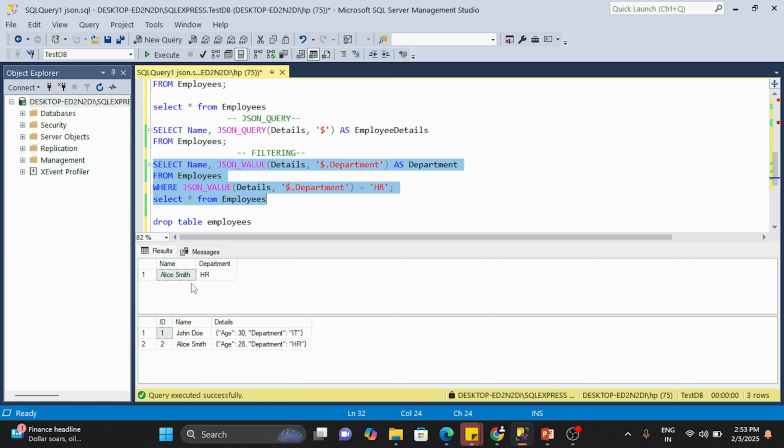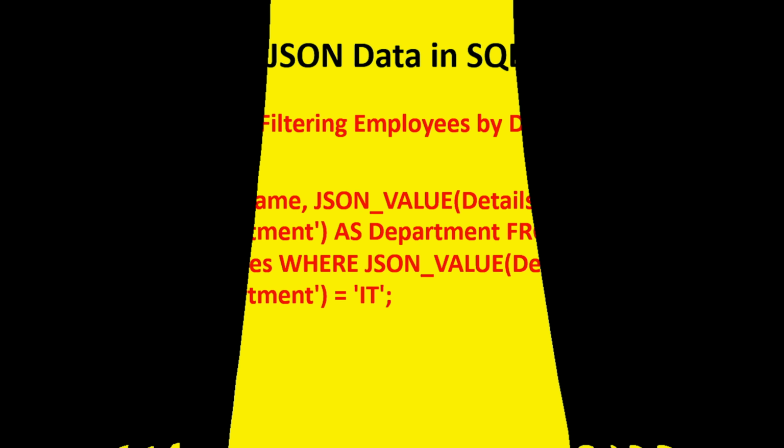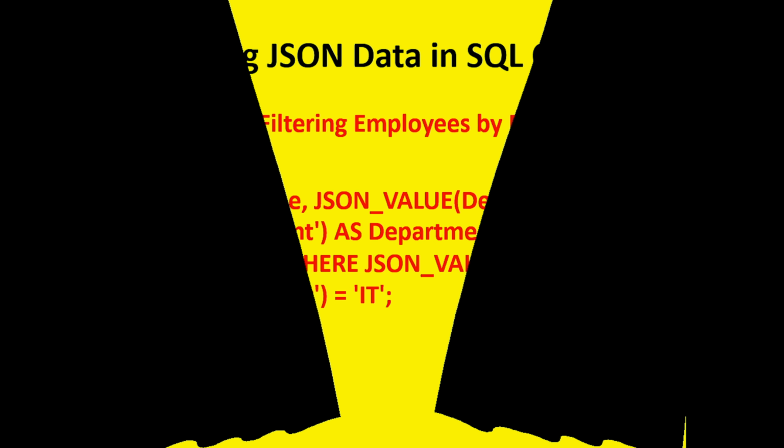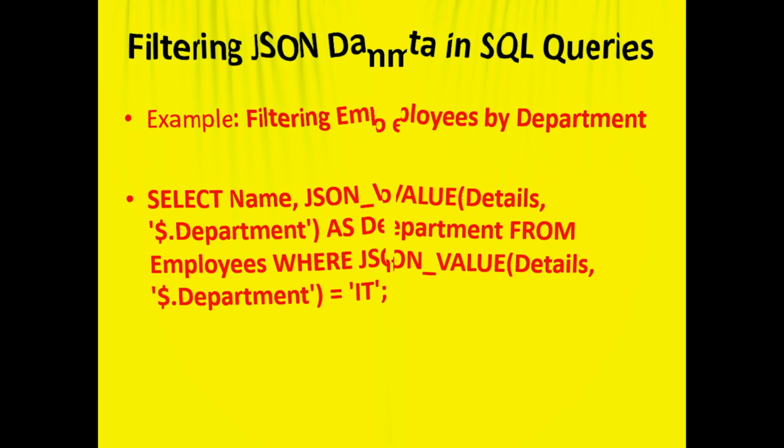So Alice Smith. Okay, Alice Smith was of my department HR. Initially the department was IT, so John Doe belongs to department IT, having age 30. So this is the way you can provide filtering conditions with the JSON values and see how it works. That is very normal to your SQL query operations. So I hope the scenario is clear. Go ahead and practice with a variety of data sets here.